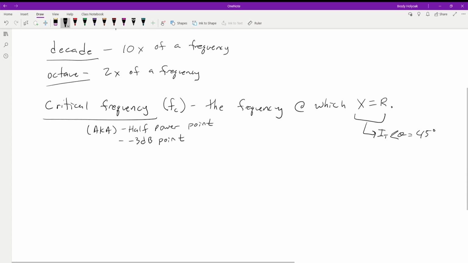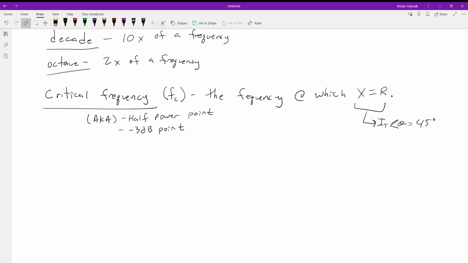So one thing to remember. We're going to be playing with this a lot. What is our critical frequency? Finding a critical frequency, and how do we manipulate things if we change components, things like that. So we start off with that.